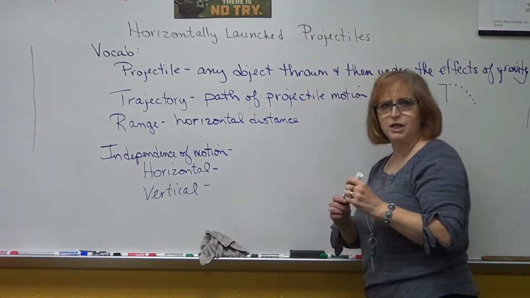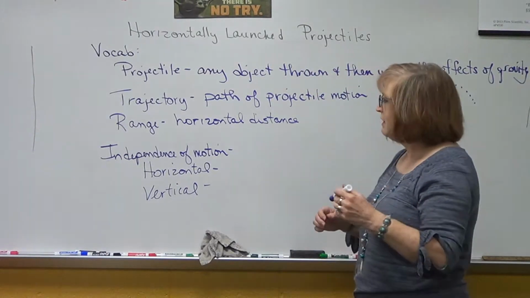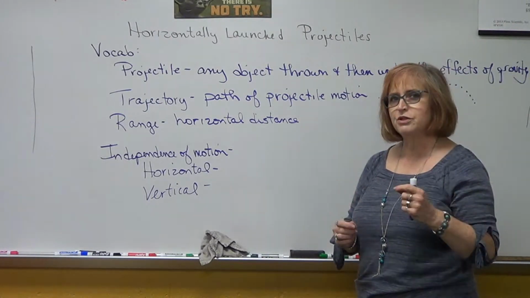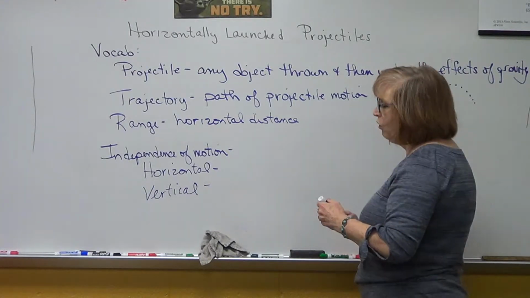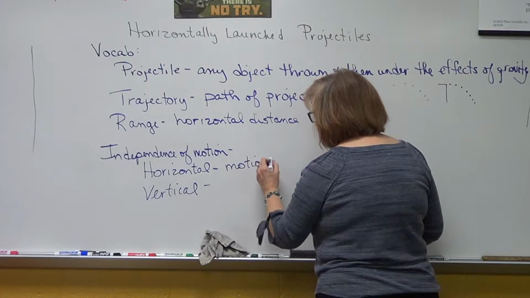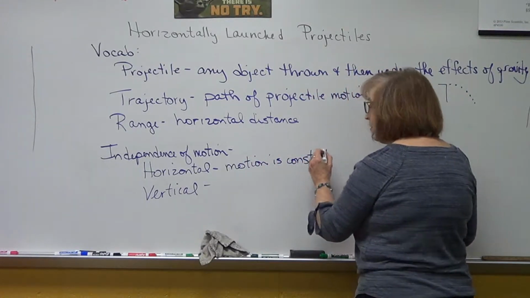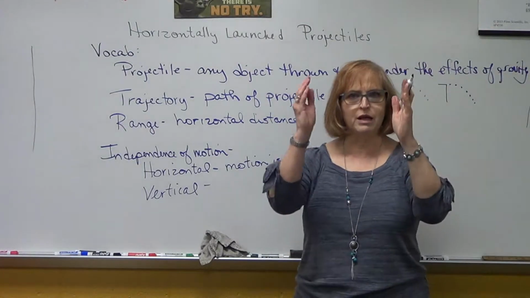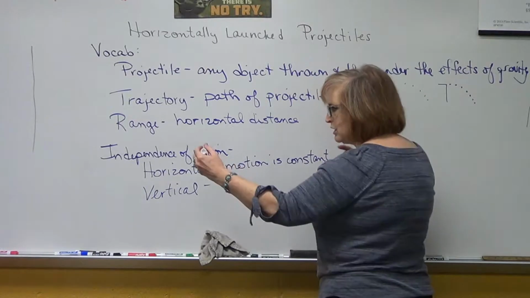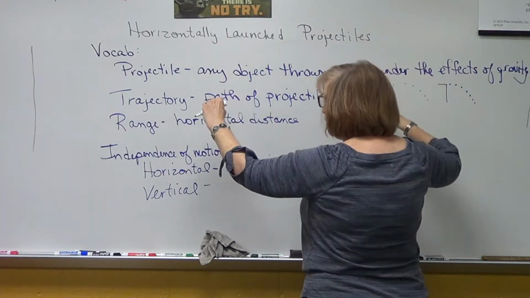When we talk about projectiles, we need to talk about their independence of motion. Their independence of motion means that the horizontal and the vertical do not have any relationship to each other, just like when we first started talking about vectors. In the horizontal, the motion is constant, and that means that at every point in time as you go through the path, the horizontal distance will be in equal increments.